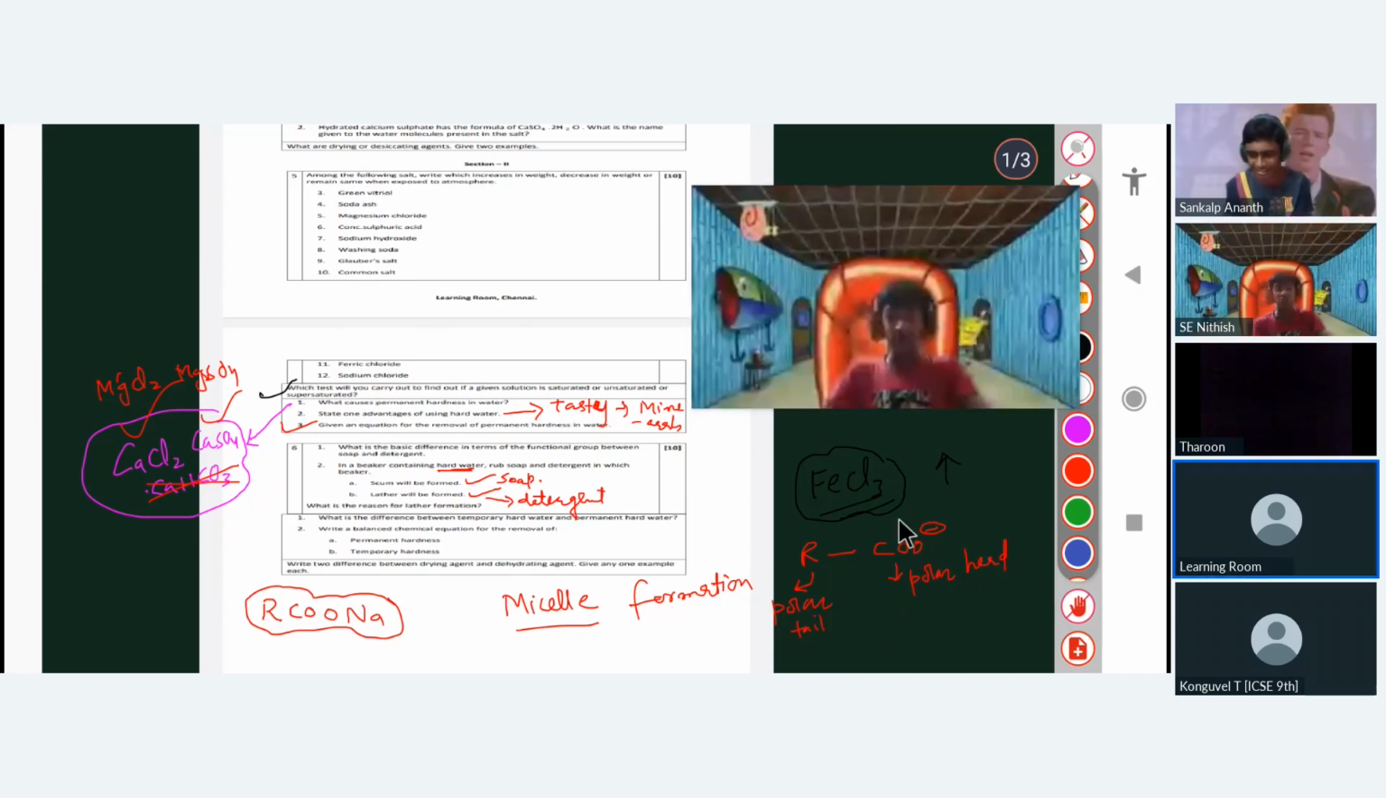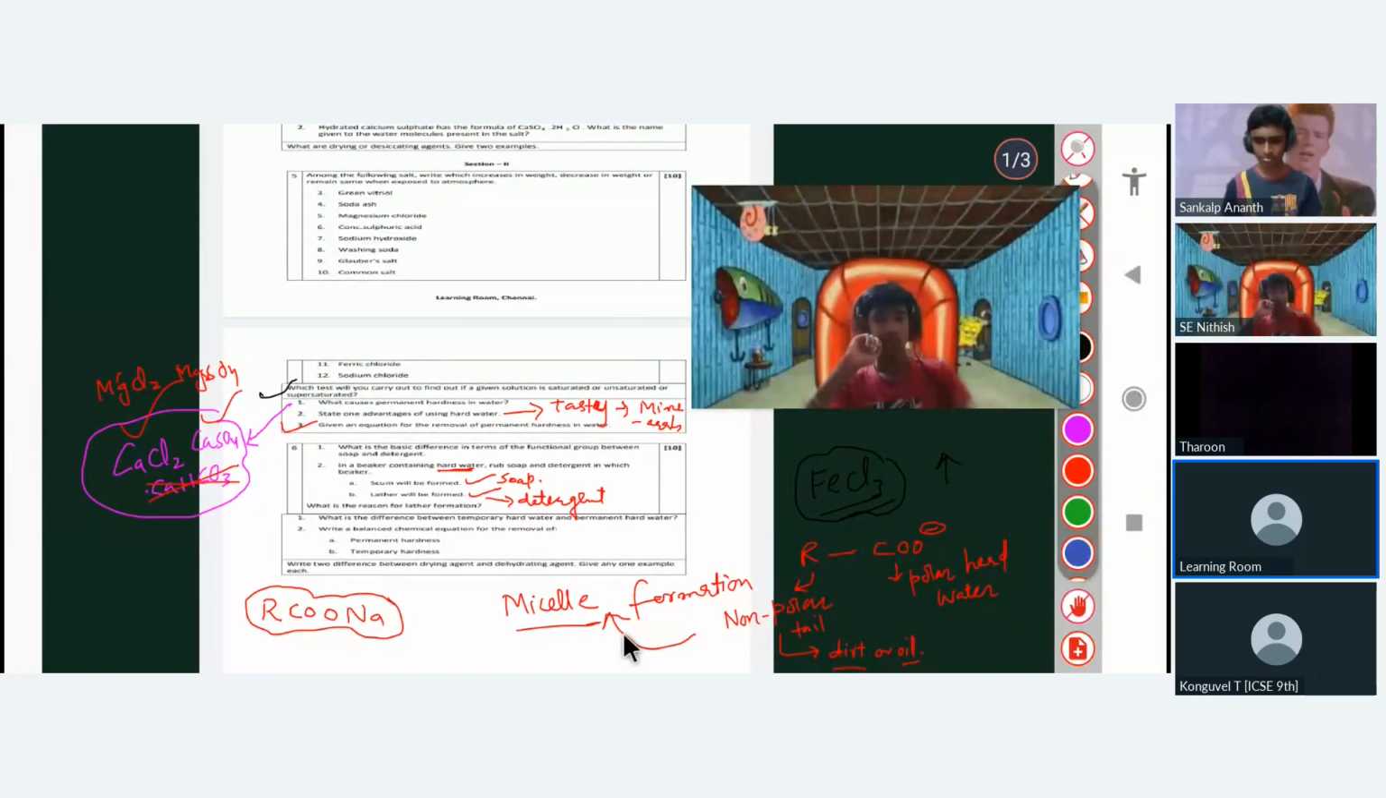Polar means it is actually charged, and this is your non-polar tail. Non-polar means it does not have any charge. The polar head dissolves in water, and the non-polar tail dissolves in the dirt or oil particles which we have to remove from any cloth. So this results in the formation of what is known as micelle formation. This is the reason for lather formation.